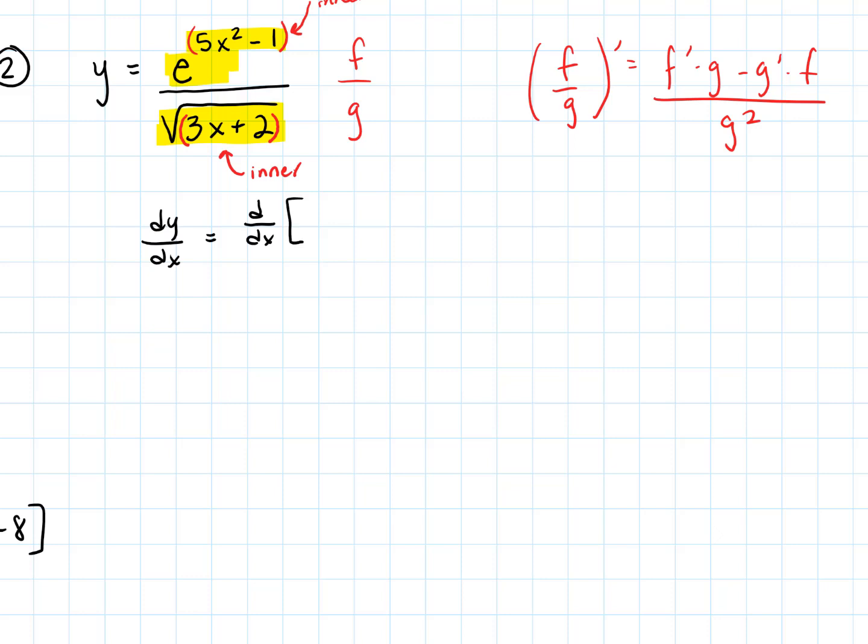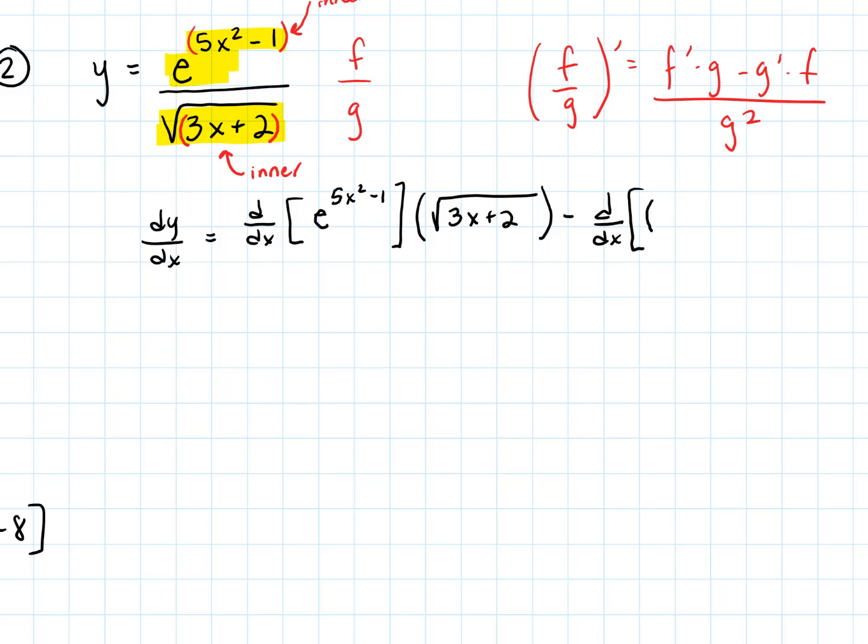So if I'm going to take the derivative, the quotient rule says I have to first take the derivative of the numerator. So we're going to need to take the derivative of e to the 5x squared minus 1. Then I'm going to multiply by the denominator, and the denominator is the square root of 3x plus 2. Then I'm going to subtract the derivative. Now I'm not going to take the derivatives yet, I'm just going to write in the operators. Then I'm going to take the derivative of the denominator.